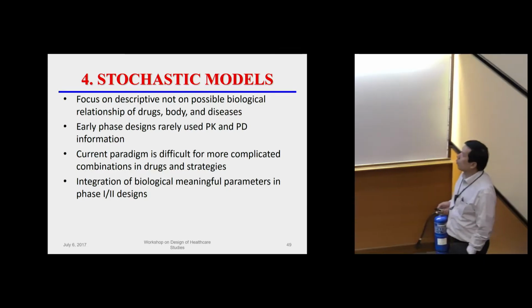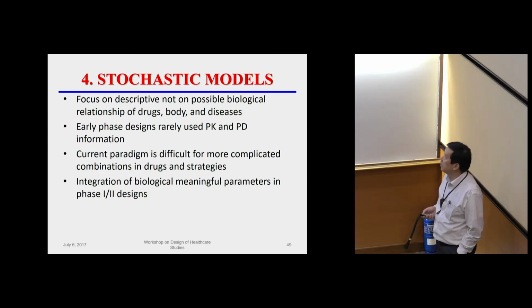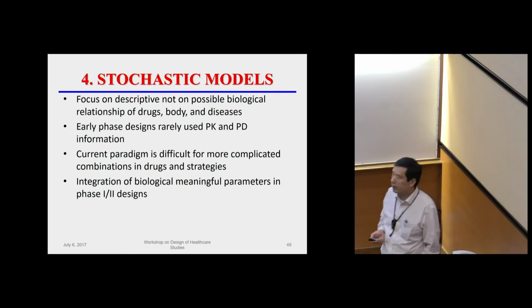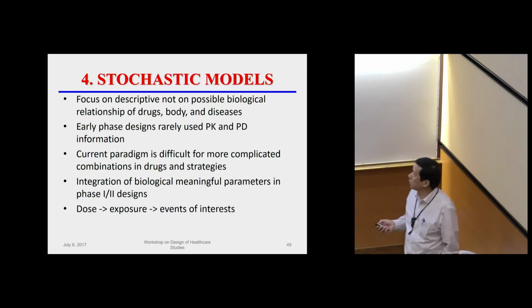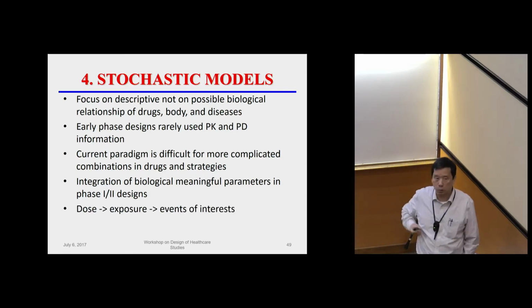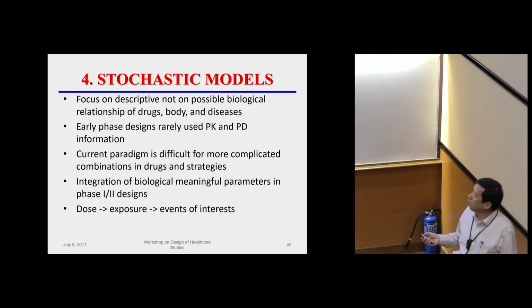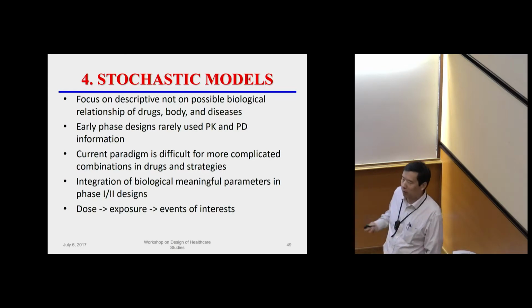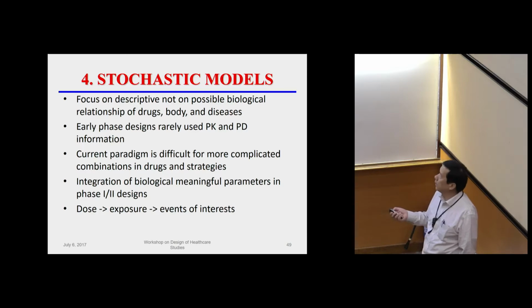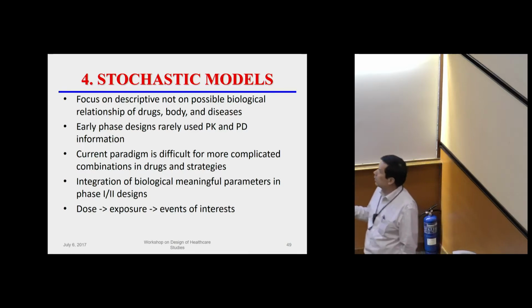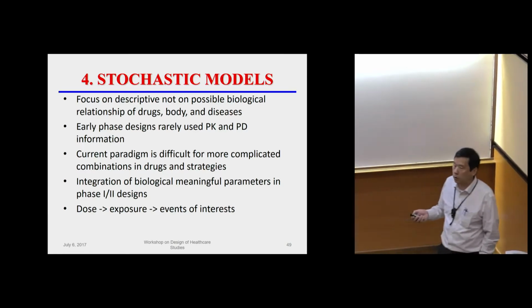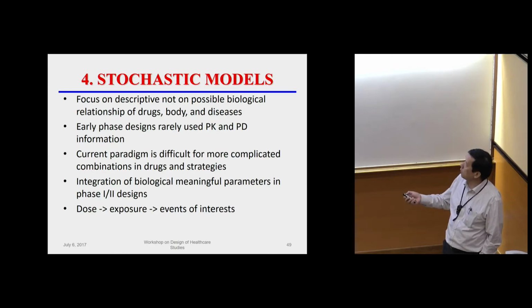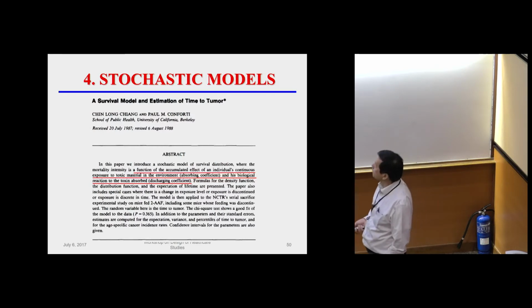So really what we want to do is integrate biologically meaningful parameters in this design. And that will be, to me, I think, it's the dose, which we observe, which we give to the patient. But really what matters is the exposure, right? It's how much dose is in the body. That's the driving process. So this is the link that we haven't really emphasized. And all the events that we are interested in are a function of exposure. And so it seems that we skip this. We really model the dose directly to the event that we're interested in.